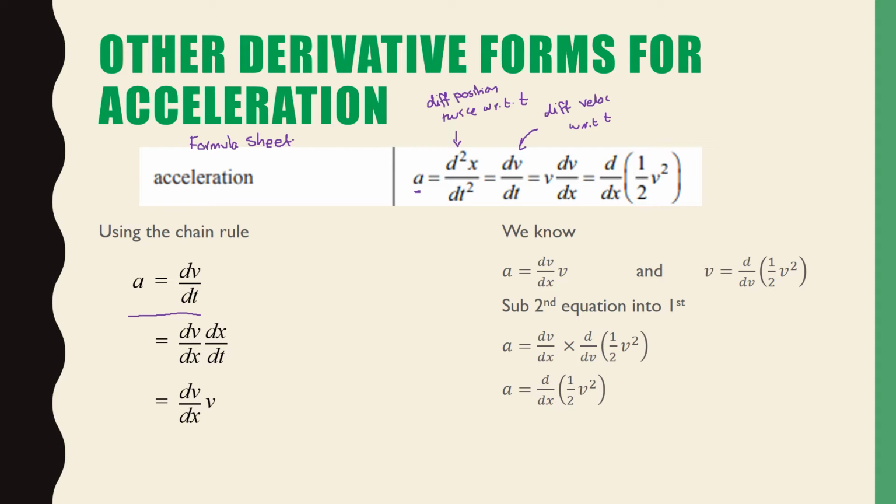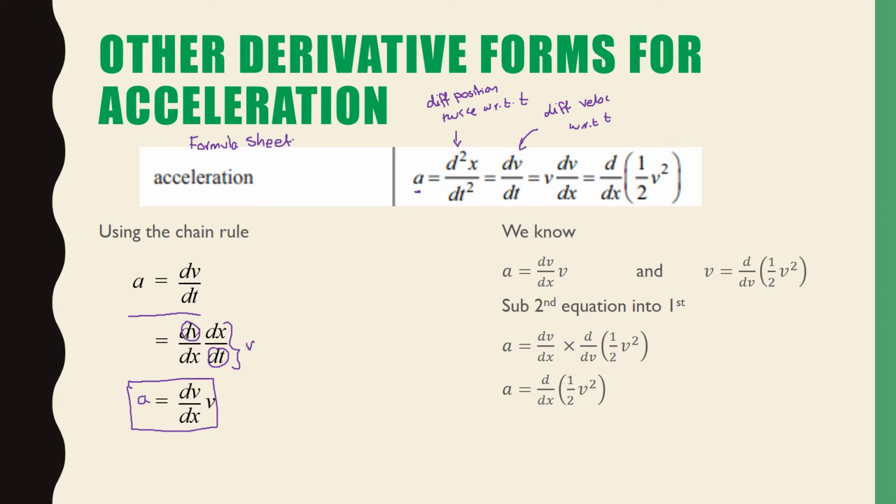If we're then looking at the chain rule, we can break that up. We've got our dv and our dt, so we break it up into dv dt like this, and we can fill in the gap with dx's. dv dx is still there. We know that dx dt, the derivative of position with respect to time, is equal to velocity. So this is where we get our third expression for acceleration.